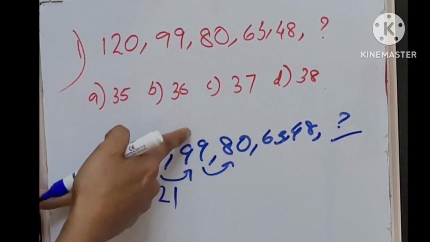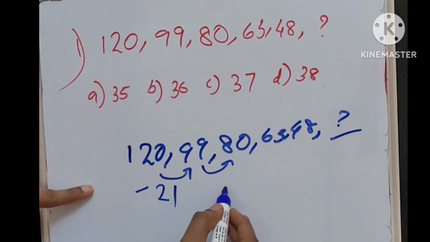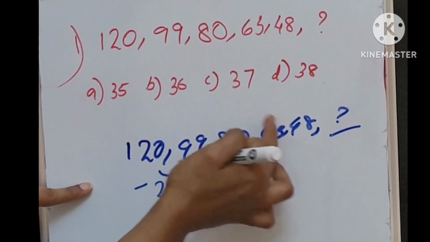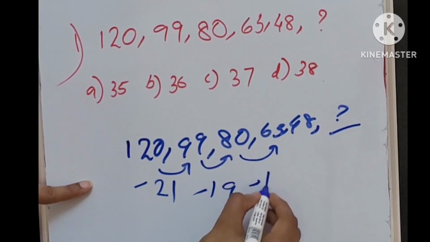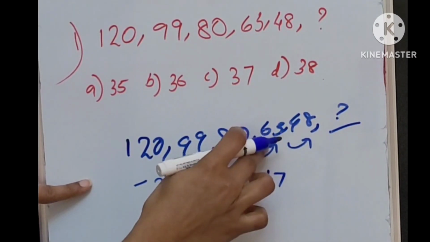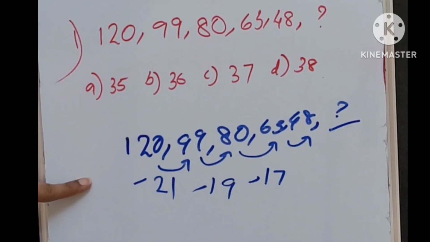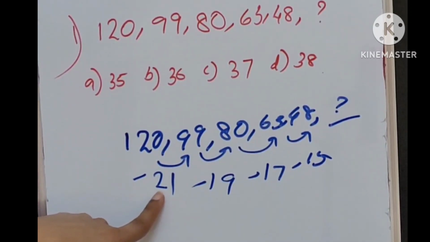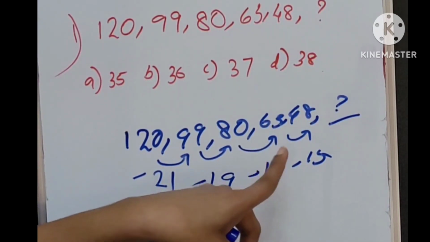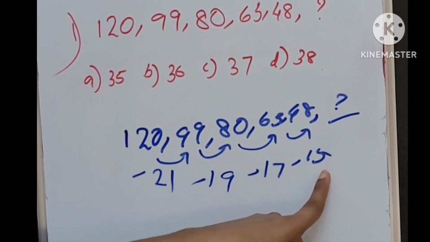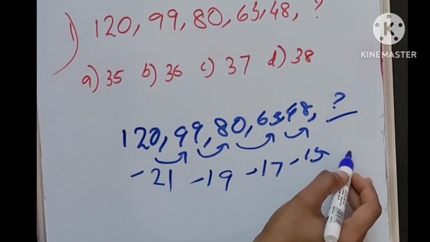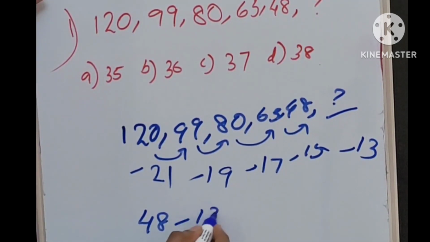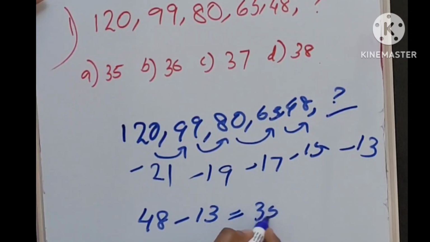Next, 99 and 80, the difference is 19. 80 and 63, the difference is 17. Next, 63 and 48, the difference is 15. So the pattern is 21, 19, 17, 15, and the next will be 13. So the missing number is 48 minus 13, so the answer is 35.